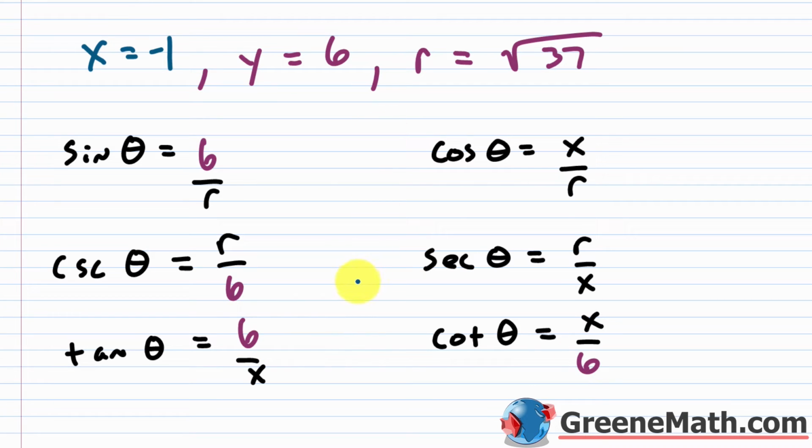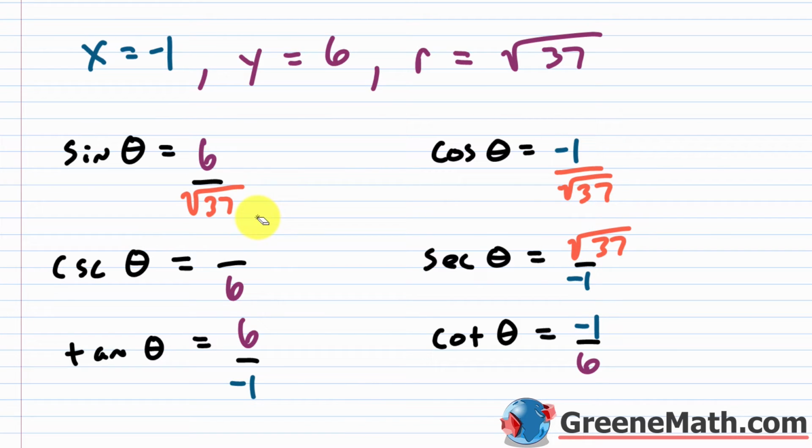Then everywhere I see an x, I'm going to plug in a -1. So that's going to be here, and also here, and here. So let's put a -1 there, a -1 there, and a -1 there. Okay, everywhere I see an r, I'm going to replace that with the square root of 37. So you have your square root of 37 here, and then the square root of 37 here, and then your square root of 37 here.